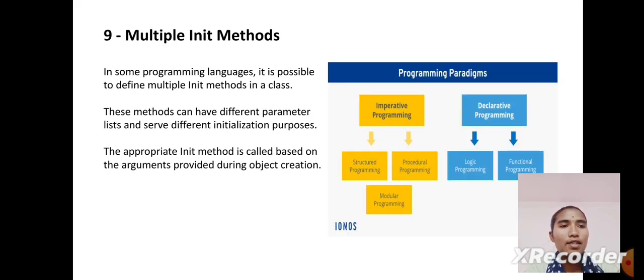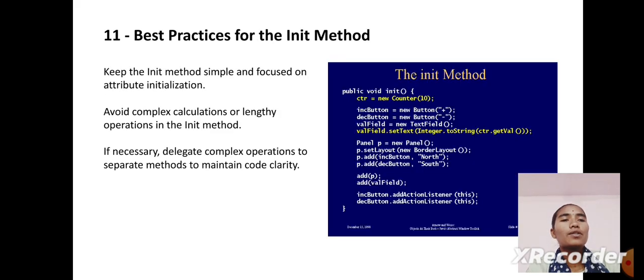Multiple init methods. In some programming languages, it is possible to define multiple init methods in a class. These methods can have different parameter lists and serve different initialization purposes. The appropriate init method is called based on the arguments provided during object creation.